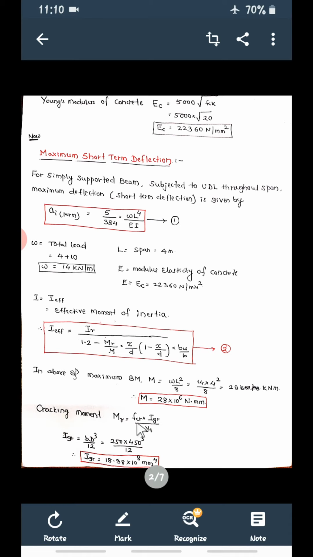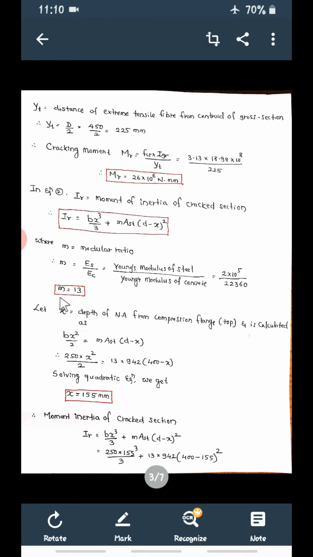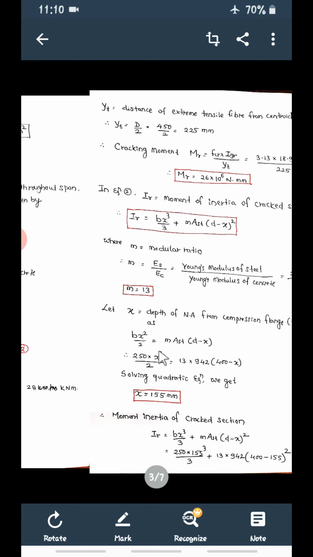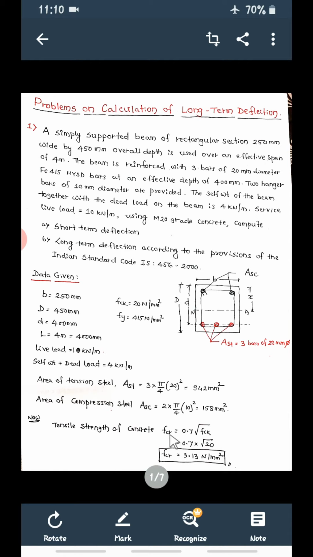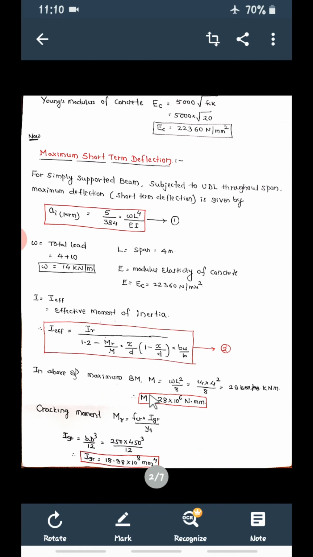Next we'll calculate fcr. What is fcr? Fcr is nothing but the tensile strength of concrete. Fcr will be tensile strength of concrete. Here we have calculated it. Fcr is equal to 0.7 into root fck. So fcr we have calculated, and Igr we have calculated.